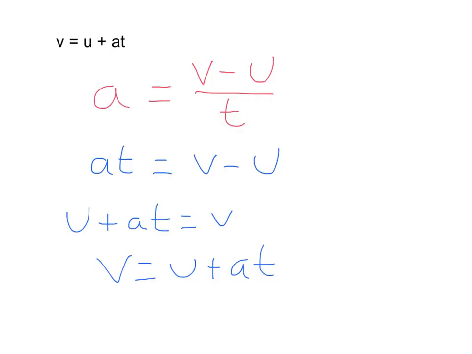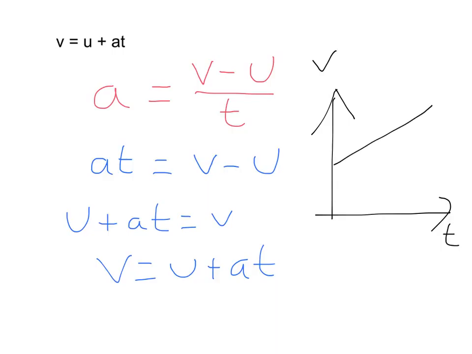And we also know that if we had a graph showing speed against time, okay, and it starts off at some value u and ends up at some value v, that this gradient here would be equal to the acceleration. And once again, we can calculate that gradient just by doing v minus u over t in the same manner. So there's our first suvat equation, v equals u plus at.